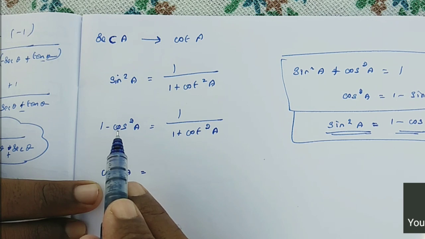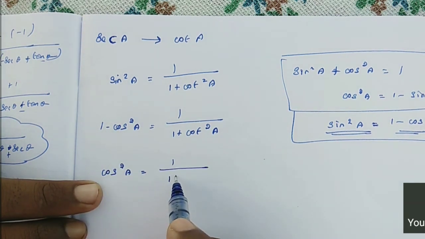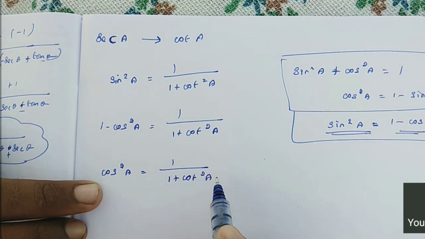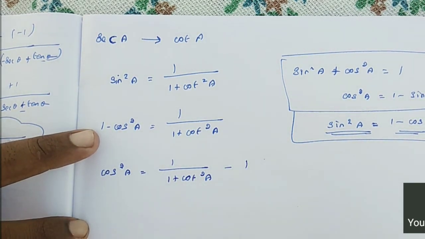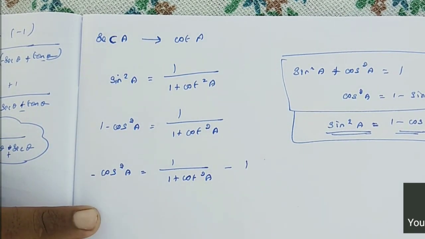1 minus, right? Minus 1. 1 by 1 plus cos squared a minus 1. Clear? Okay. Now here the minus cos squared theta, right?